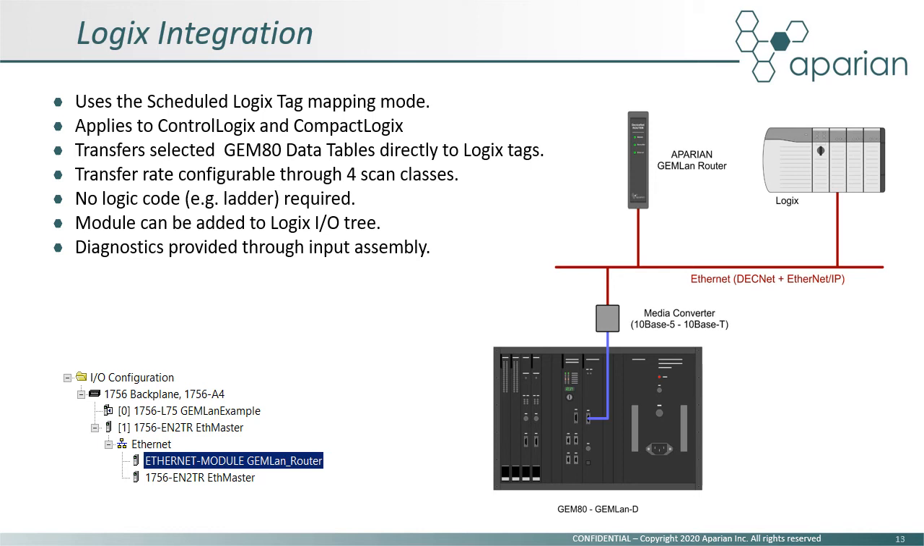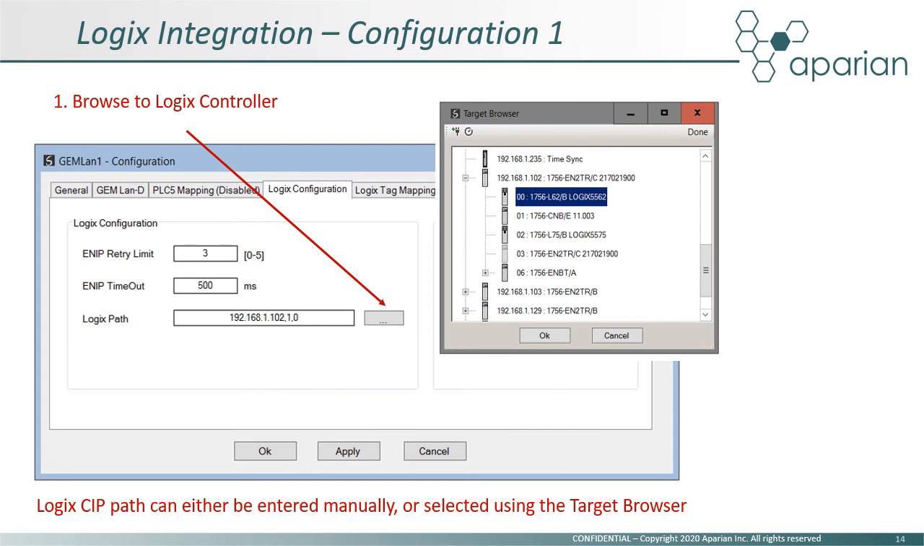When interfacing to either a ControlLogix or CompactLogix, the GemLan router must be used in scheduled Logix tag mapping mode. This allows the user to map GEM80 data tables to Logix tags. The GemLan router will automatically exchange the data between the Logix controller and GEM80 PLC at a configurable rate. No logic code, for example ladder code, is required in the Logix controller because the Logix tags are being accessed directly. The target browser functionality can be used to browse the Ethernet network for the Logix controller, or the target CIP path can be entered manually.